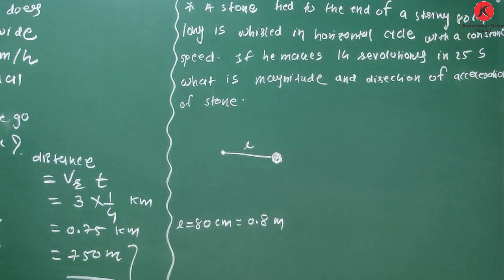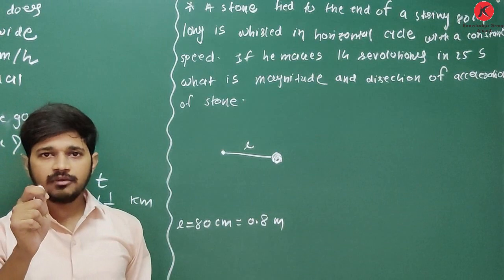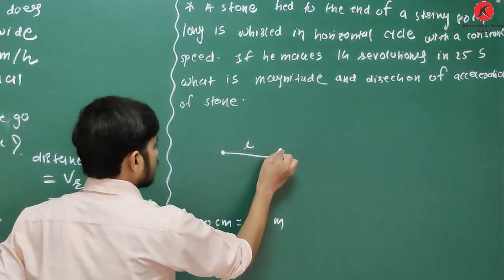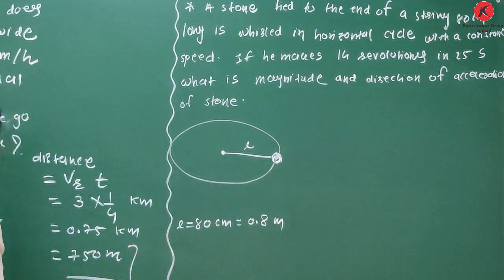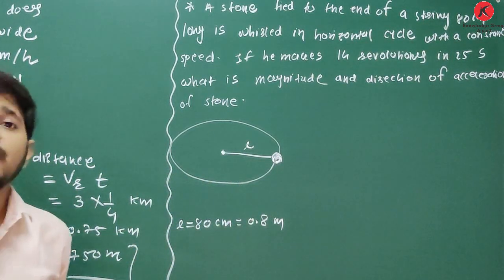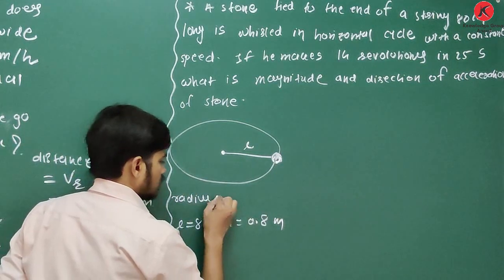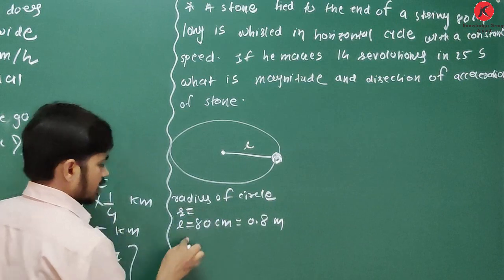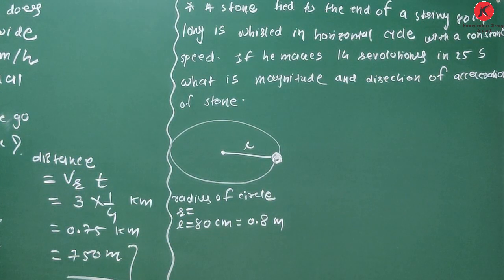Whirled in a horizontal circle means like this. If I have one end in my hand and a stone whirled in a horizontal direction, this stone will perform circular motion. Then what is the radius of the circle? The radius of the circle is nothing but the length of the string.